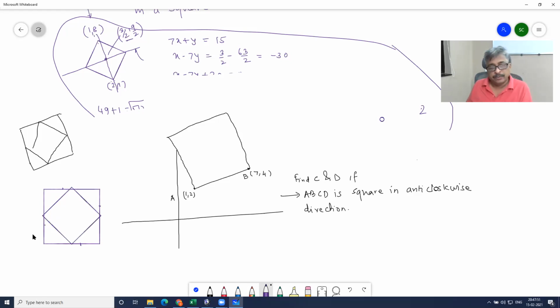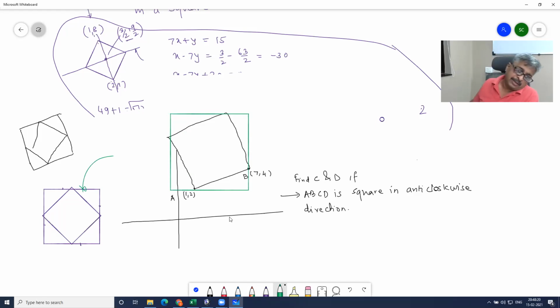So what we are going to do is draw a horizontal line here parallel to the x-axis and a vertical line here parallel to the y-axis, and so on for each side. So I have created this configuration here. What is so good about this green square is that the lines are parallel to the x-axis and y-axis. Therefore, finding distance is absolutely easy.